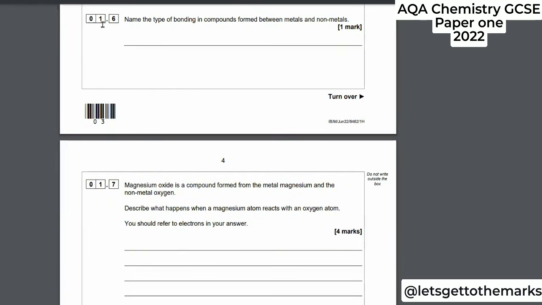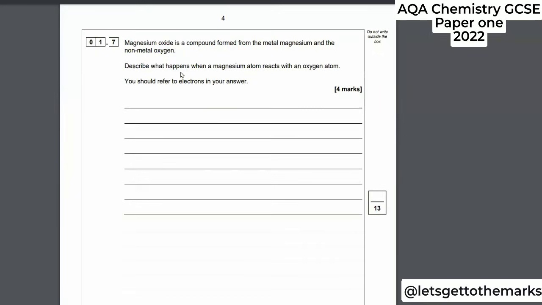Right, let's go to 1.6. Name the type of bonding in compounds formed between metals and non-metals. So straightforward, this one. It's ionic bonding, always between metal and non-metals. And that will score you a lovely mark there. We're nearly 1/8 through the exam because there's only 8 questions. So we're nearly through that first question.